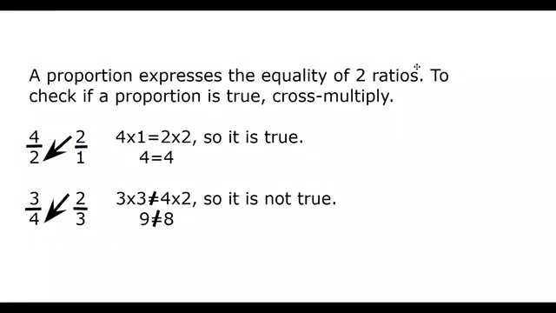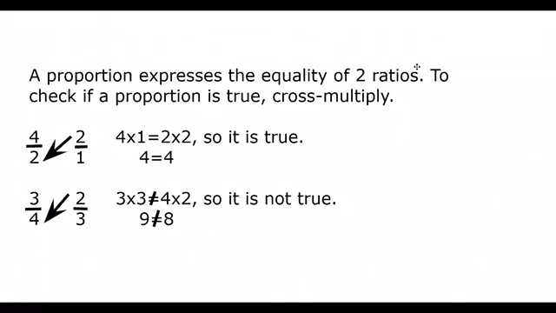So a proportion expresses the equality of two ratios. To check a proportion is true, you have to cross multiply. So we have two ratios here, 4/2 and 2/1, and both these ratios are in fraction form. So to check, you have to cross multiply. That means that you have to multiply across.